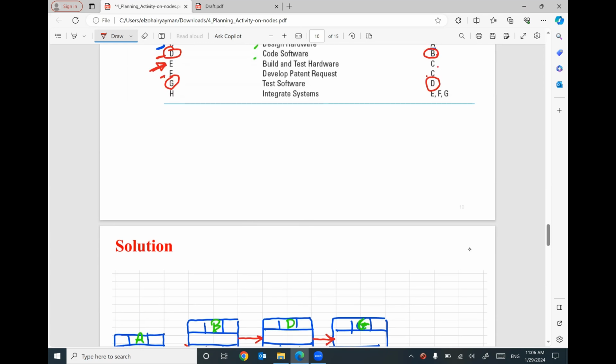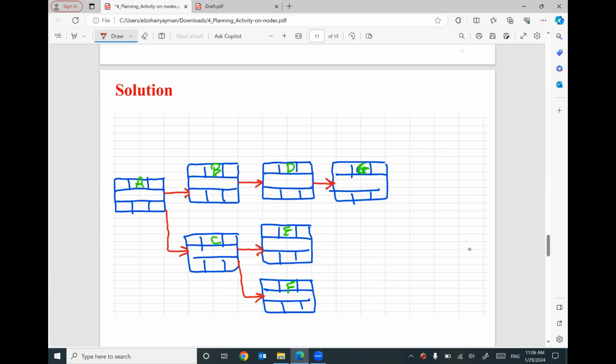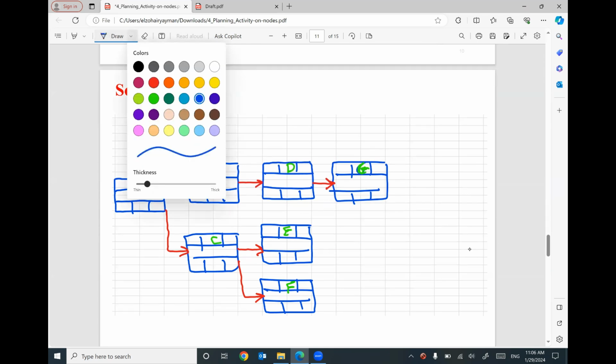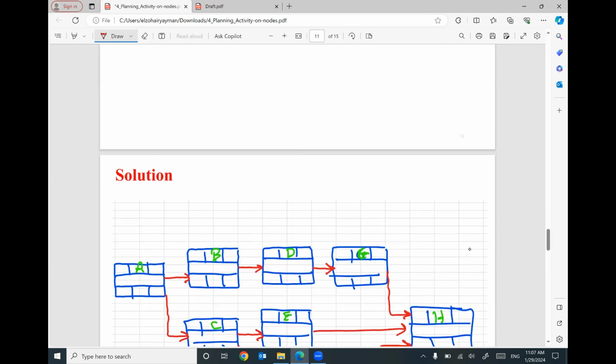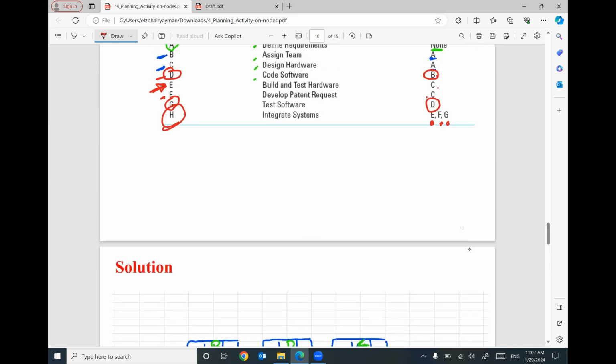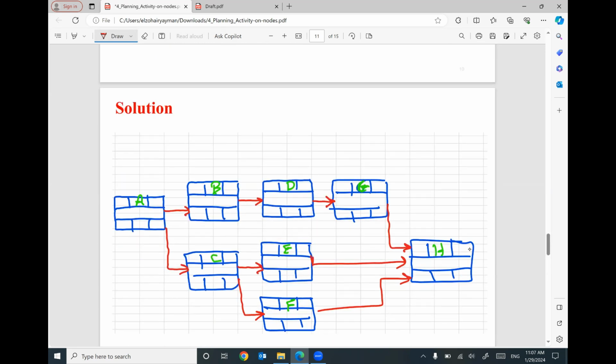The last one is activity H has a predecessor E, F, and G. So I will have the last one, which is called H. So I will put it here. This is H, activity H. The predecessor for this activity is E, F, and G. These are the predecessors. So I have to finish E, F, G to start activity H.